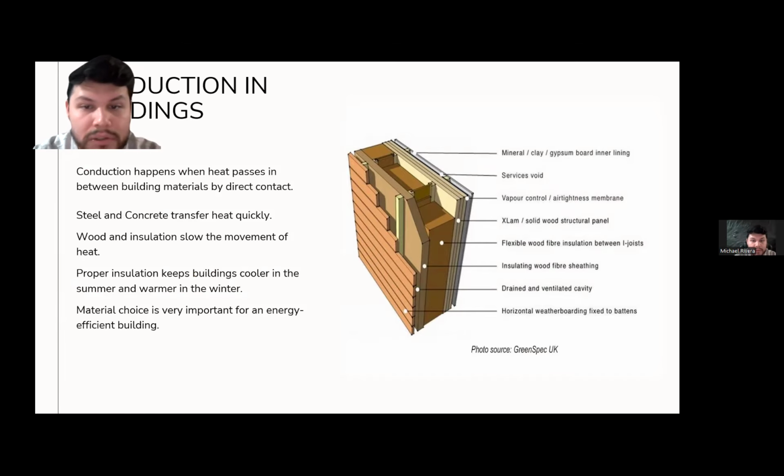Looking at conduction first, materials make a huge difference. Steel and concrete transfer heat really fast, while wood and insulation tend to slow it down. That's why we put insulation in the walls and in the roofs, because it helps keep the heat out in the summer and keeps the warmth inside during the winter.